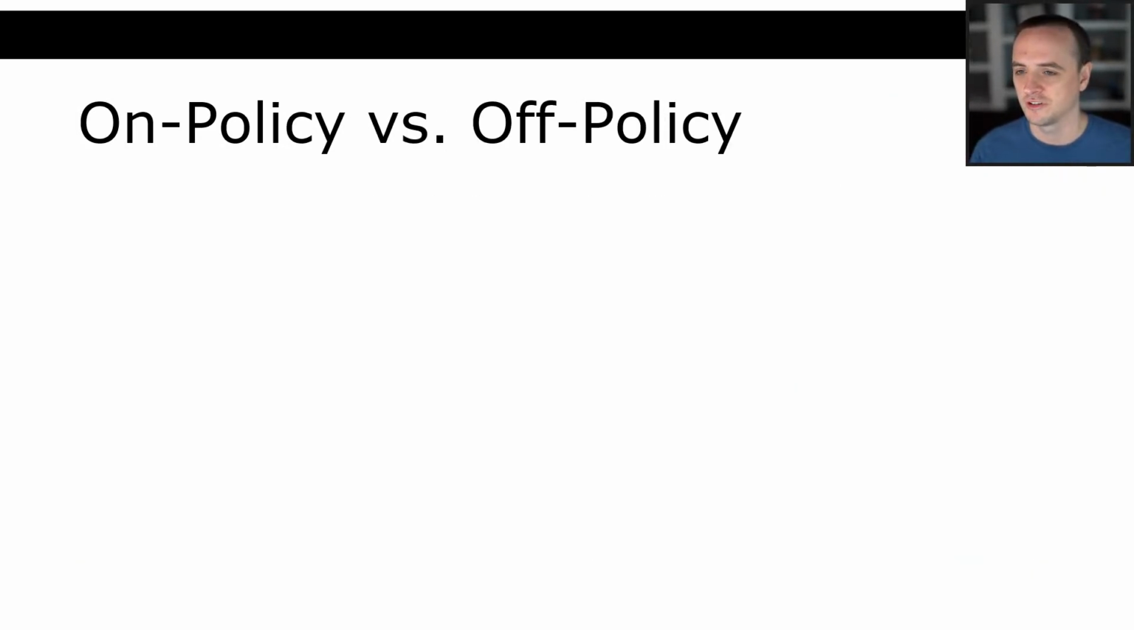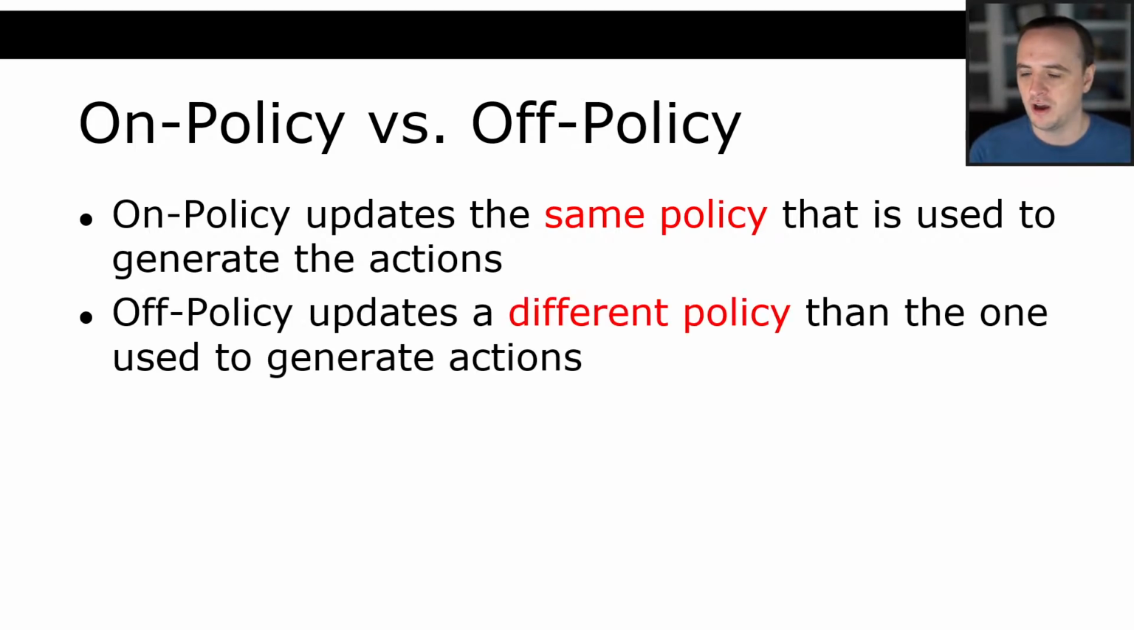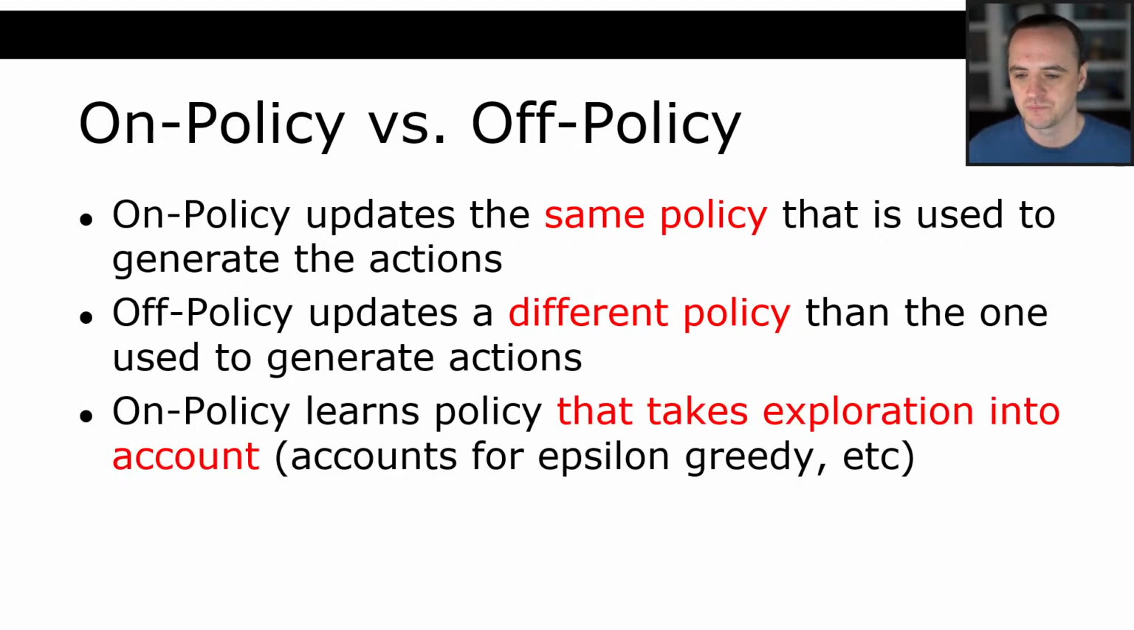Wink, wink, possible exam question. So on policy updates the same policy that it was using to generate the action. Off policy updates a different policy than the one that was used to generate the actions. This means that on-policy learning learns a policy that takes exploration into account.